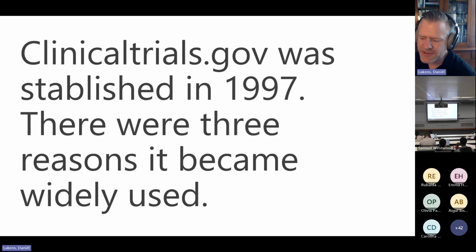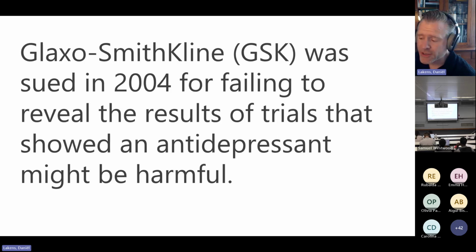There were some reasons why registries like clinical trials emerged. Interesting to think about. One is that some pharmaceutical companies hid side effects of drugs they were testing, like antidepressants. They didn't show they had harmful effects because those effects were suppressed. They weren't shared. They got sued. It cost them a lot of money. So that's a good way to change people's behavior. Sue them if they do the wrong thing and fine them.